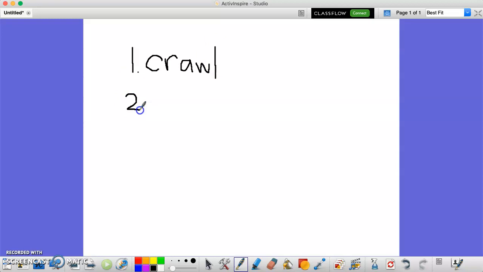Number 2. Hunt. Pause it if you want right now and write your word hunt. In this case it's in the middle of the word, which could have been an AW, but it's an AU. Hunt. Excellent. And number 3.